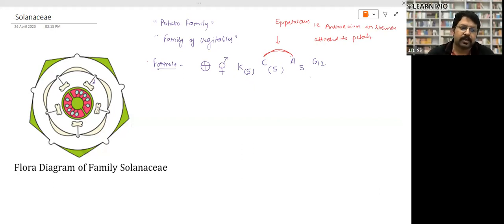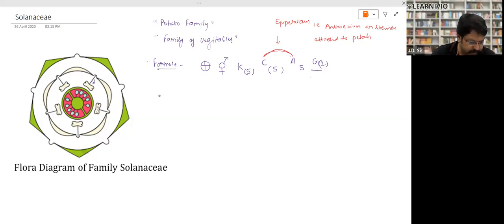Epipetalous, these both are united. That is shown over here. Gynoecium 2, gamo, and they are ovary superior. From the floral diagram, you cannot tell whether it is ovary superior or ovary inferior, right? So this is the floral diagram, right?